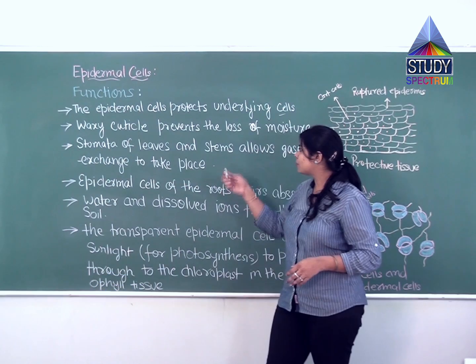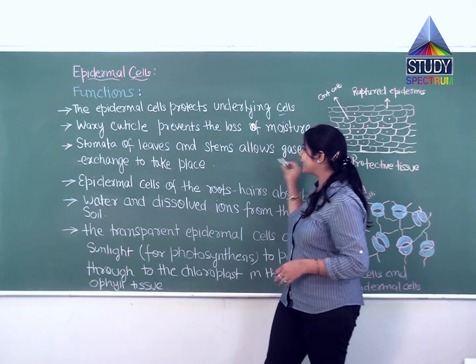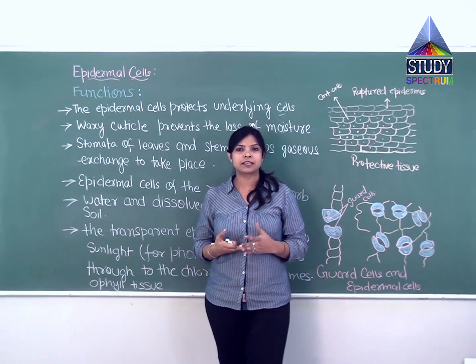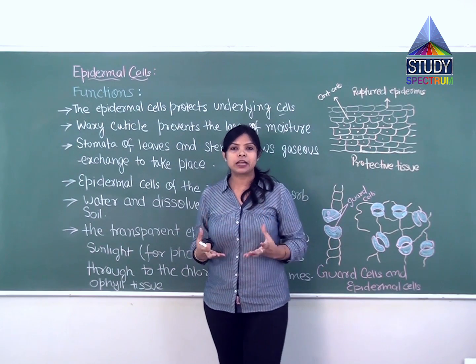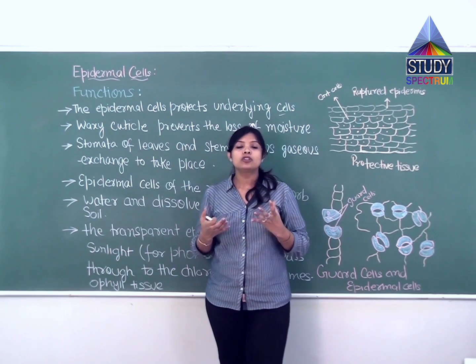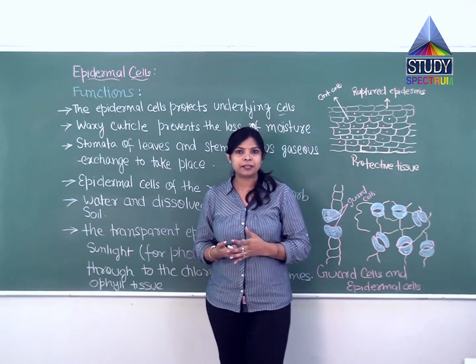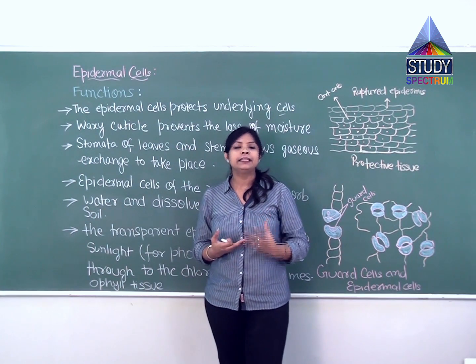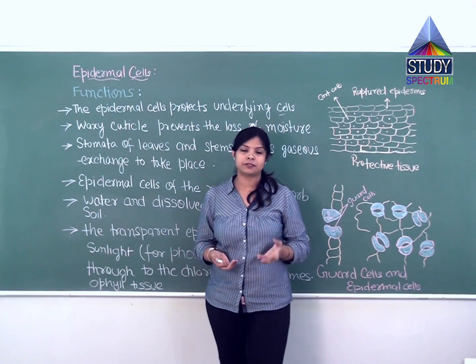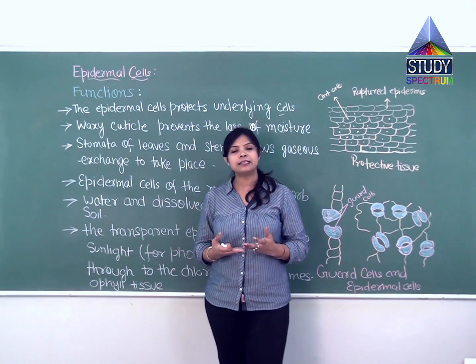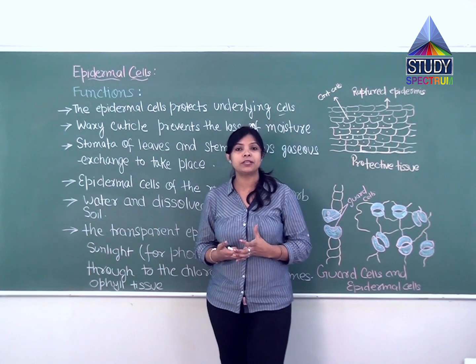Other than this, stomata of leaves and stems allow gaseous exchange to take place. We have discussed the stomatal cells which are present in leaves and stems. Epidermal cells in other parts of the plant have no chloroplast, but stomatal cells, as they are bounded by the guard cells, also have chloroplast present.